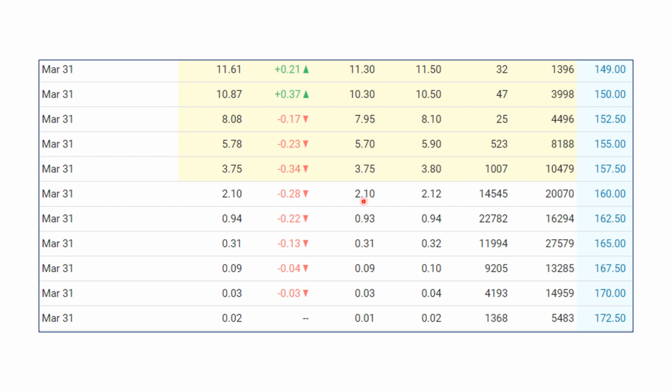The same works for puts. Puts give you the right to sell at a certain price. A put is the opposite of the call. A call gives you the right to buy it at a specific price, which we call the strike price, up to the expiration date. A put, if you buy a put, it gives you the right to sell a stock or a crypto, I'm just going to say stock. It gives you the right to sell a stock at a certain price, which is a strike price, up to the expiration date. So we have our expiration date over here.